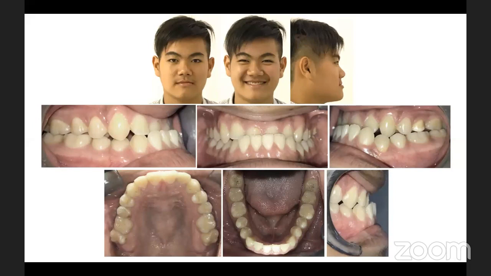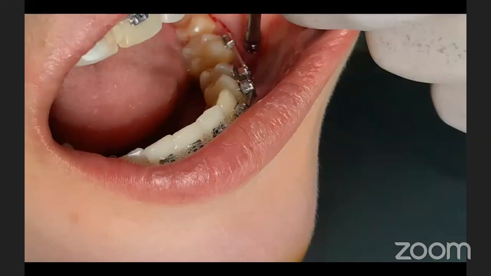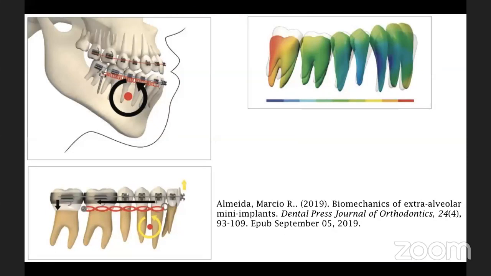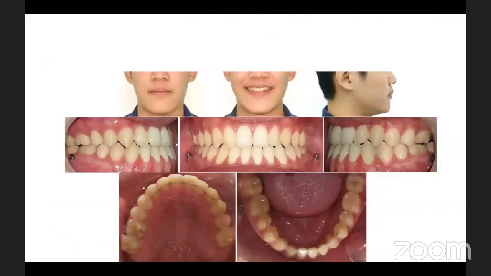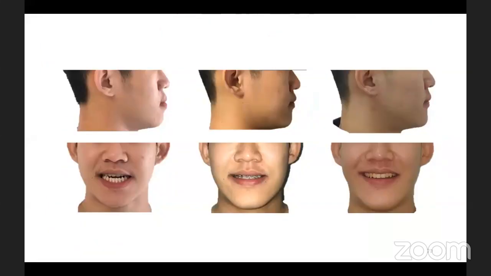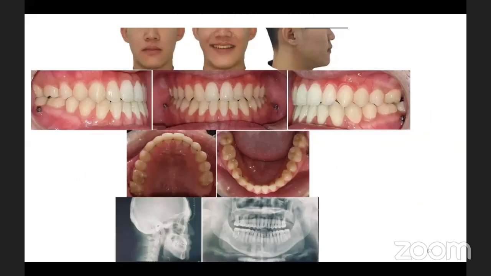Question is, even if some space is created, why didn't you choose to protrude maxillary anterior dentition in this case at that particular stage? Yes, because the maxillary anteriors were already very proclined. I didn't have much of a margin to procline them further.